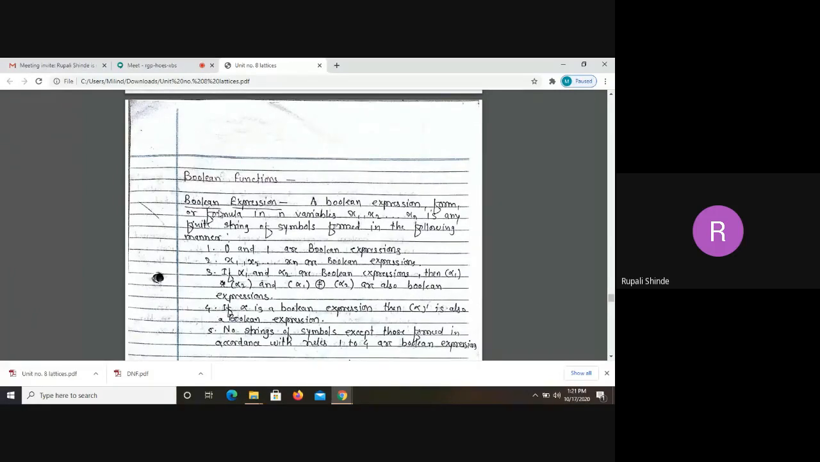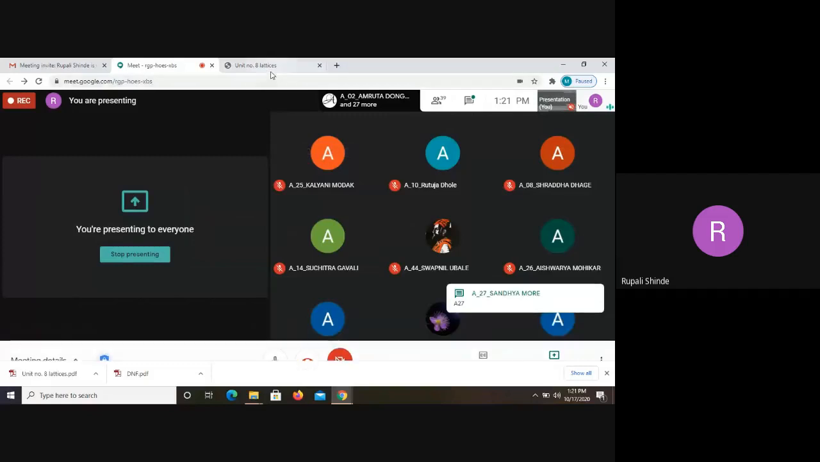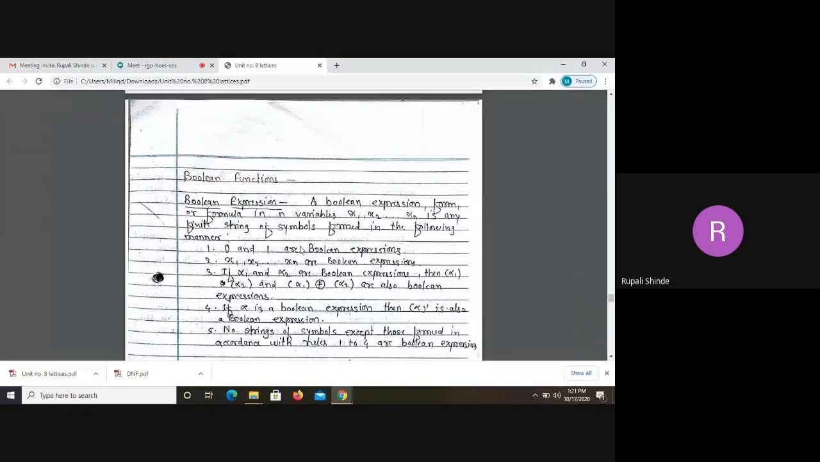This is quite a lengthy and tough point, but many times they have asked questions based on it for 8 marks. So this point is very, very important. You have to pay attention and listen carefully. First of all, we will see what a Boolean expression is.